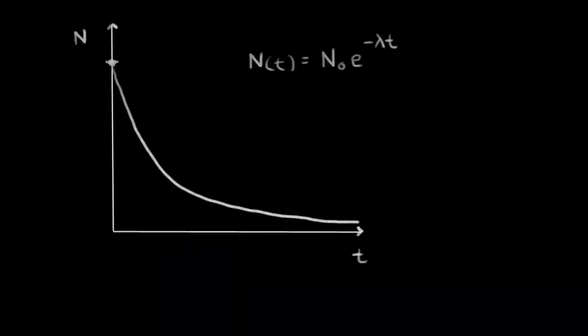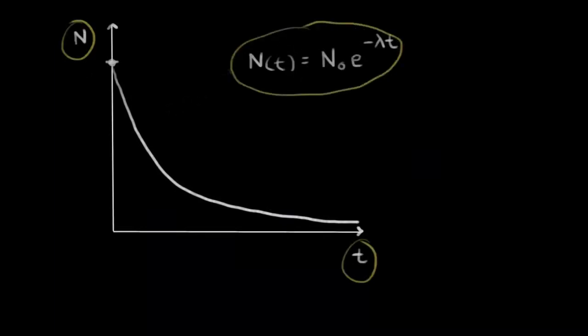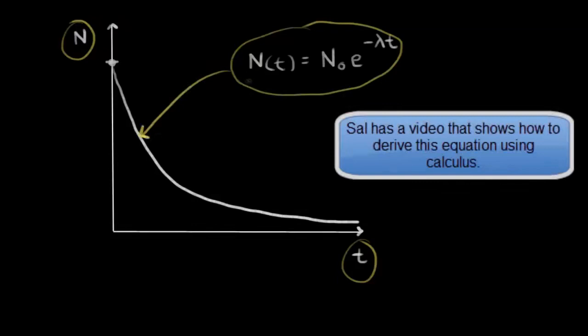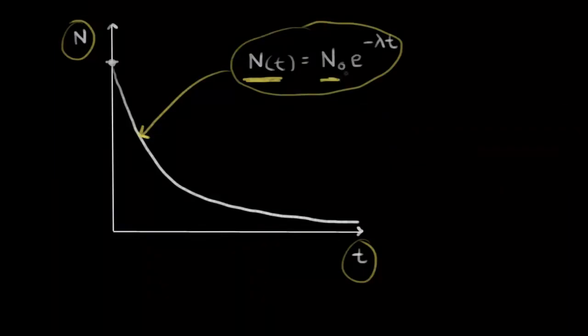Here we have a graph of exponential decay where N refers to the number of radioactive nuclei as a function of time. And so this equation describes our graph. This would be the number of radioactive nuclei at any time t, equal to N naught, the initial number of radioactive nuclei, times e to the negative lambda t. And lambda is equal to the decay constant. So this is just some constant number here.